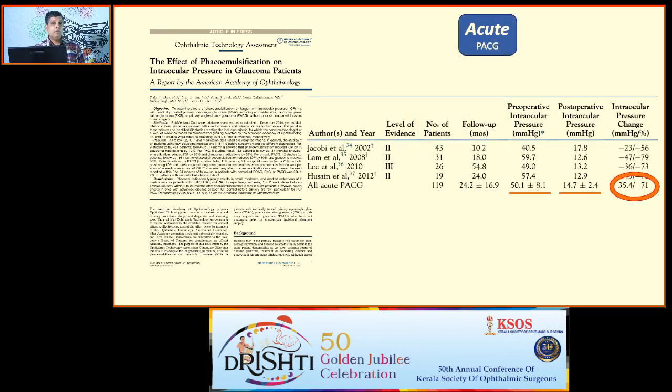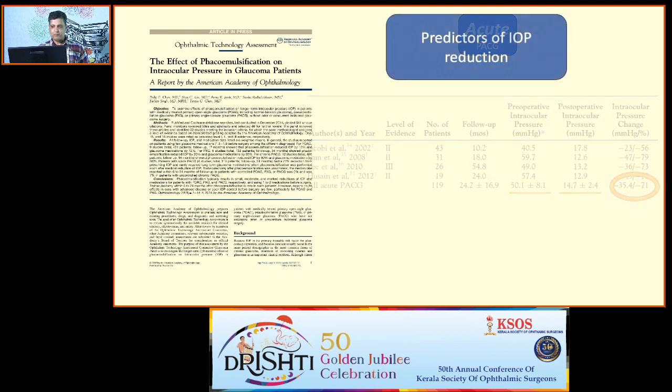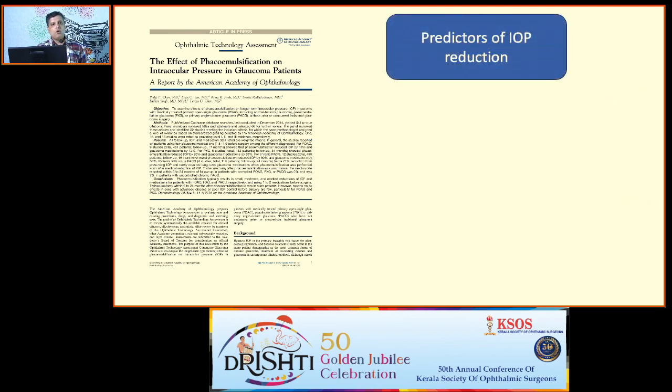Now, the most dramatic result is obviously obtained in acute primary angle closure glaucoma. When you have an acute angle closure crisis, you can find that when you perform phaco alone, there is almost a 70% reduction of intraocular pressure, from a mean value of about 50 to almost 15. And we try to look at what are the different predictors of IOP reduction. From the current data itself, we know that the angle closure glaucomas tend to have a good impact when you perform phaco. But within a glaucoma group, what are the predictors of intraocular pressure reduction?